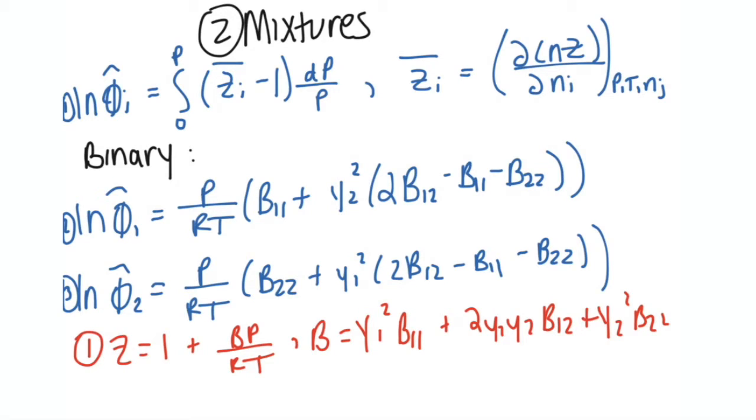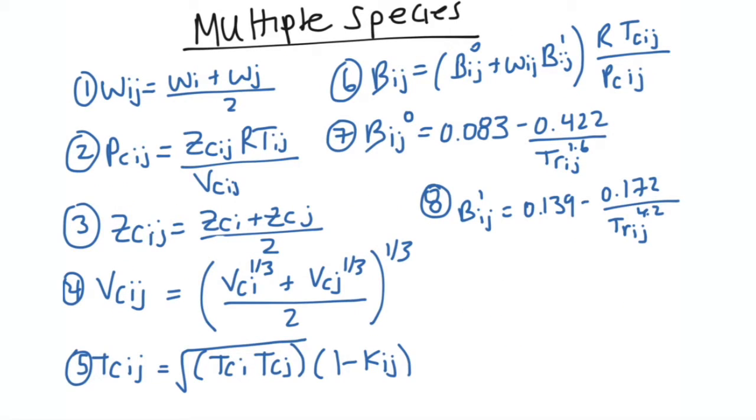And then if you ask yourself, okay, where the heck do my B11s, B22s, this stuff come from? Where does this come from? Well, this comes from here. Okay, when I have multiple species, this is my equation 6 and 7. Here's my B11, B12, B22, B12.